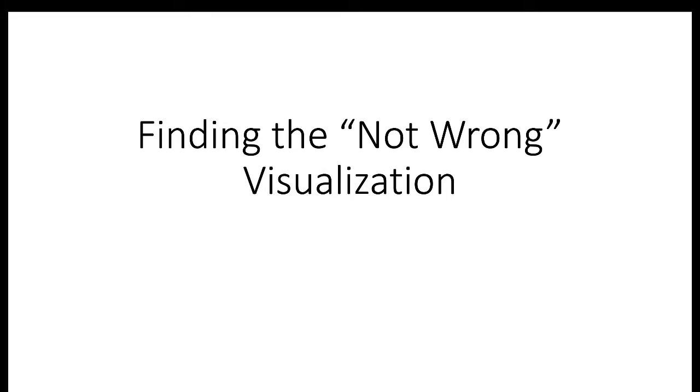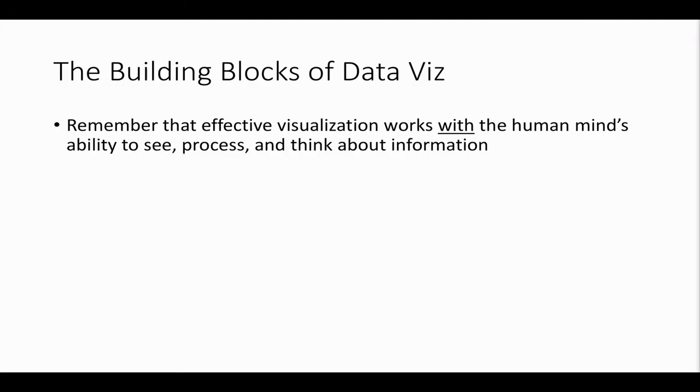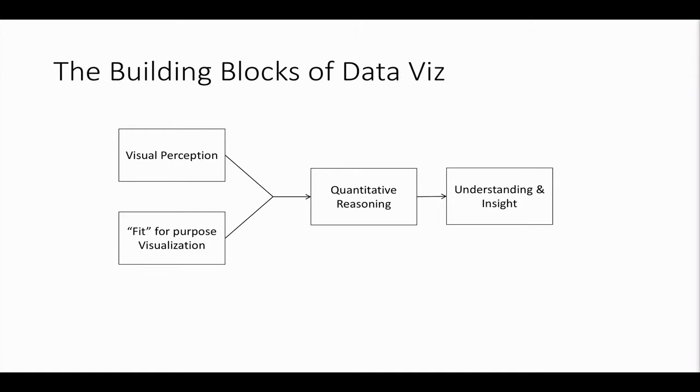So in this video, we're going to talk about when to use a table, when to use different kinds of graphs, etc. And so I call it finding the not wrong visualization. Now remember, effective visualization works with the human mind's ability to see, process, and think about information. And so what you want to think about this idea is that there are visual perception principles and visual perception programming, for want of a better word, in humans.